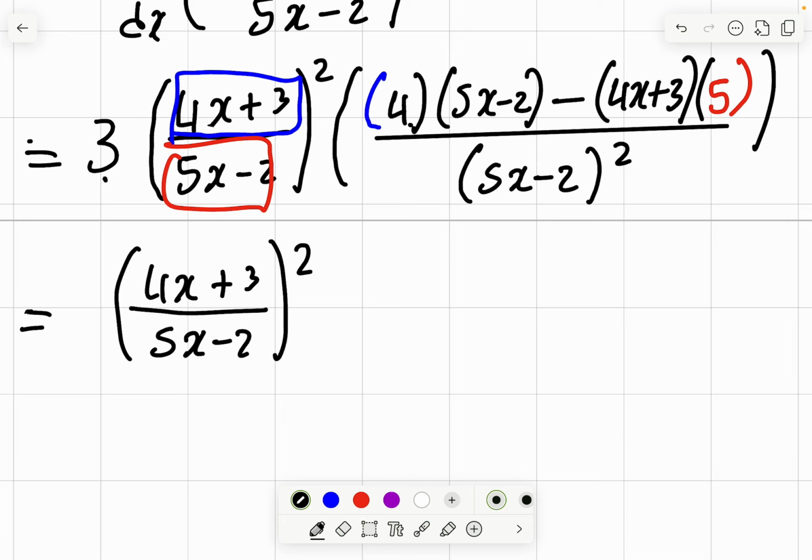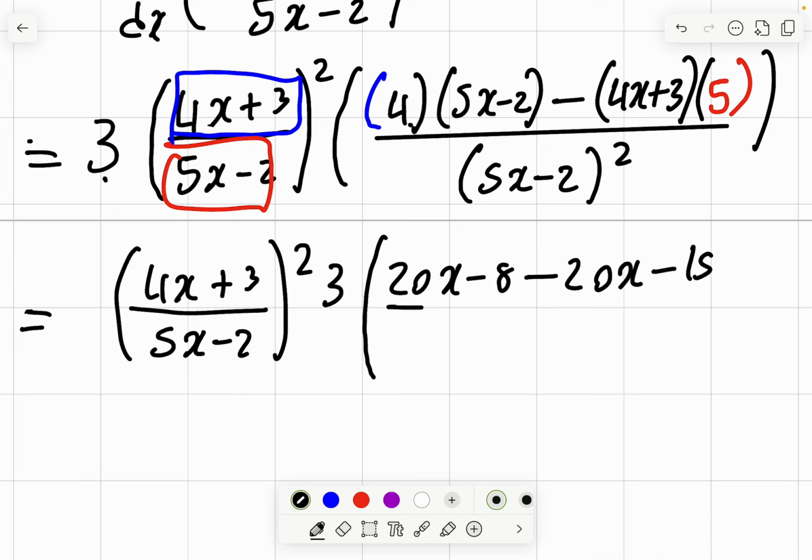Then 3, I'm going to have what? I can multiply that thing. I'm going to have 3 times 4 times 4. What is 4 times 4? 5, 10, 15, 20, is 20. It is 20x minus 8. Therefore, I have what? 5 times 4 is 20, which is minus 20x. 5 times 3 is 15, then minus 15, all divided by 5x minus 2 all squared.